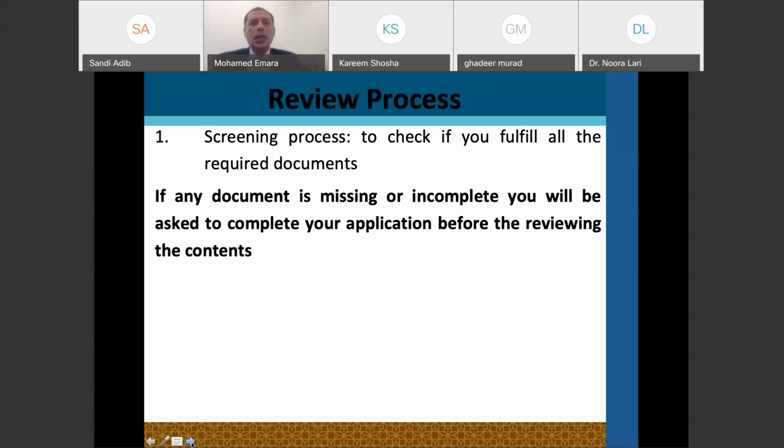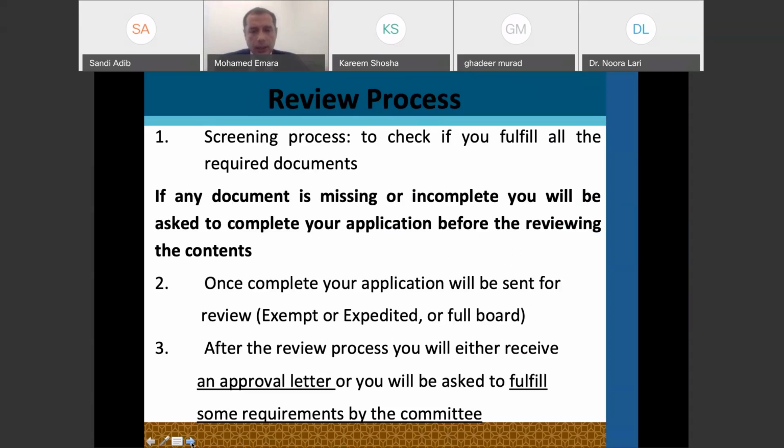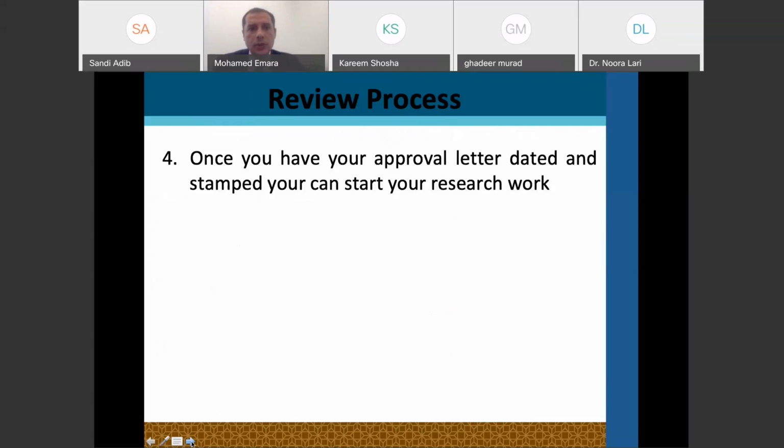So the screening process here is to check if you fulfill all the required documents. If any document is missing or incomplete, you will be asked to complete your application before reviewing the contents that you have. Once complete, your application will be sent to either exempt, expedite, or full board, which I'm going to talk about in the last few minutes of my talk. After the review process, you will either receive an approval letter or you will be asked to fulfill some requirements by the committee. And please be helpful with us when we ask you some questions or clarification.